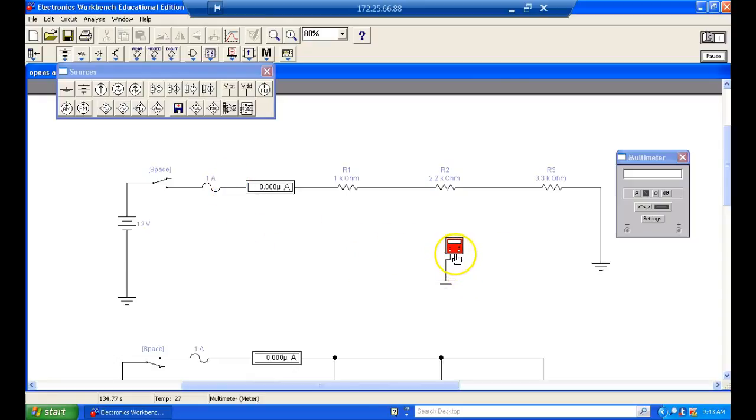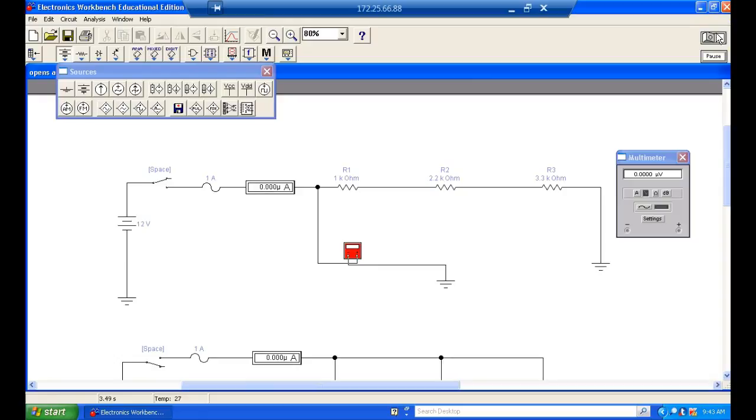Or try to put it right there. Or I can put it right here too. So I'm going to connect it right here. And then, of course, right now it's turned on, but it says I have 0 volts.